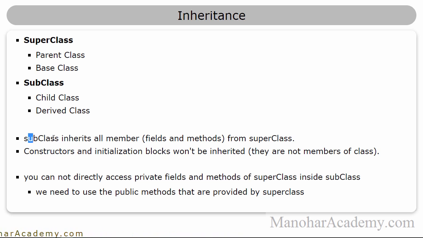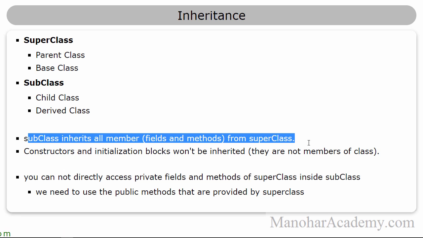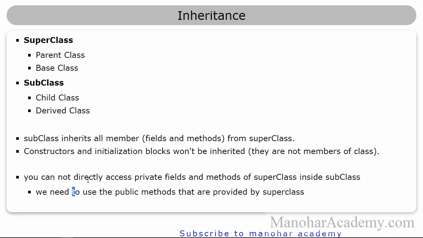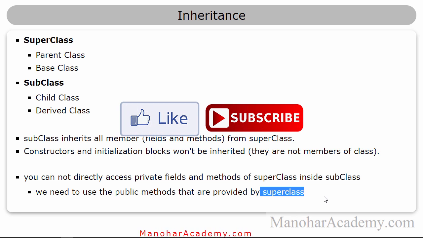This is a very important thing: the subclass is inheriting all the members from the superclass, and constructors and initialization blocks are not inherited because they are not members. Also, even though we are inheriting fields and members, we cannot directly access the private fields and methods. We have to use the public methods, something like get age or get date of birth. Those public methods should be used in the subclass in order to access the private fields available in the superclass. So that is all from this class. Now we are in a good shape to further explore inheritance.